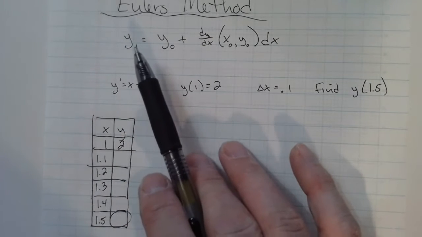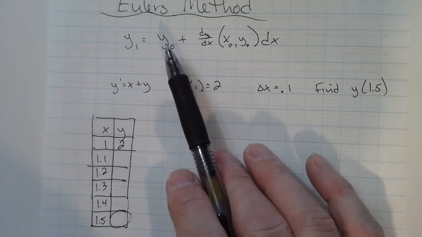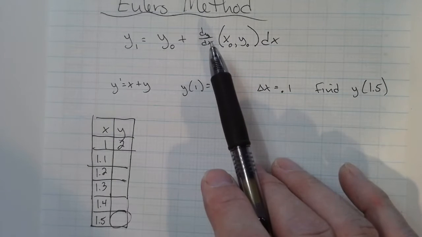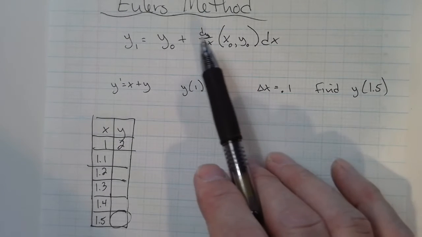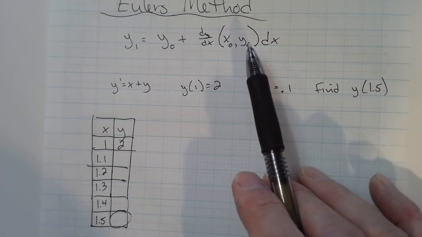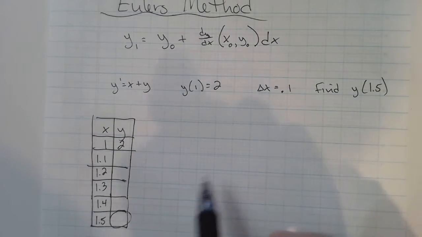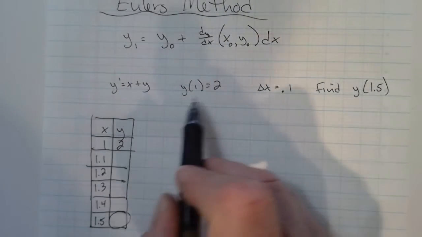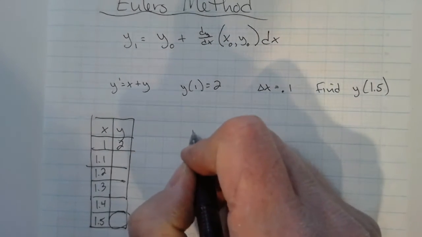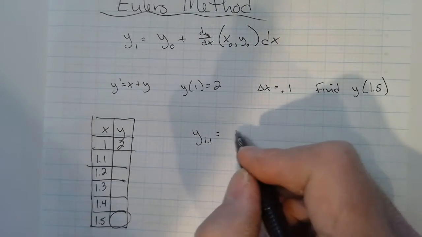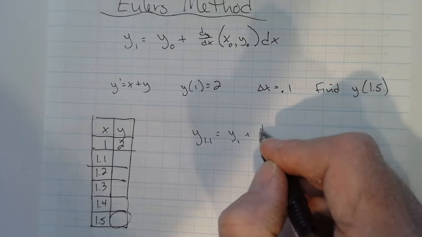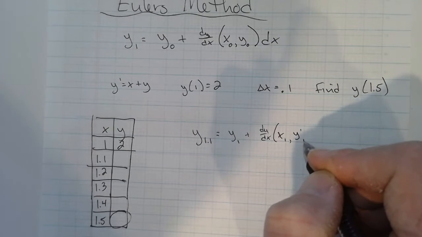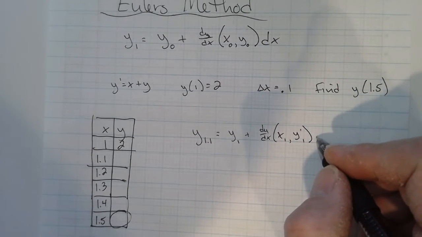So the formula to find the next y value is, you take the current y value and you plug your current x and y value into your differential equation. So this is not dy/dx times this, it's dy/dx of (x0, y0), and then times dx. So to find out what we know, y(1) is 2. So what is y(1.1)? Well, that's equal to y(1) plus dy/dx of (x1, y1) times dx.